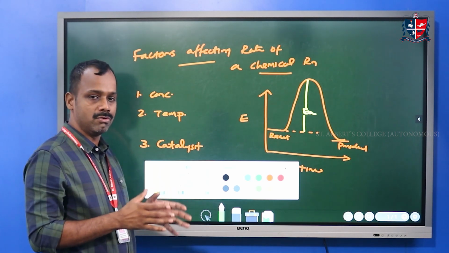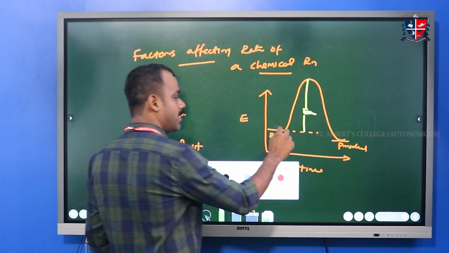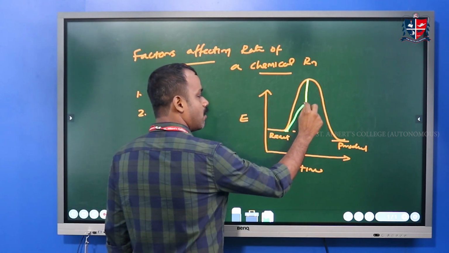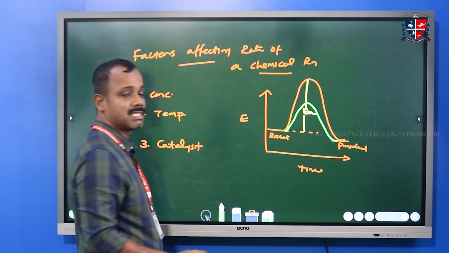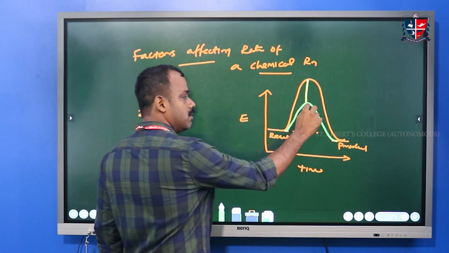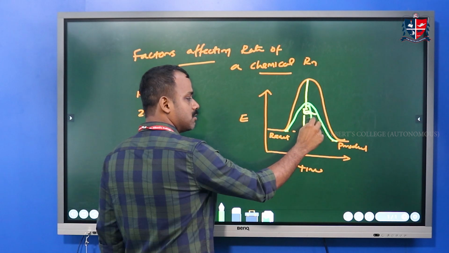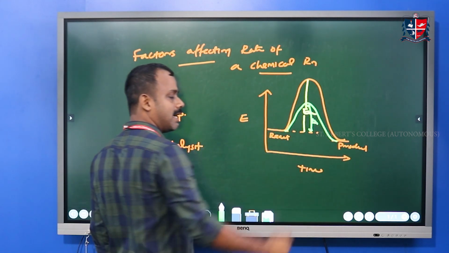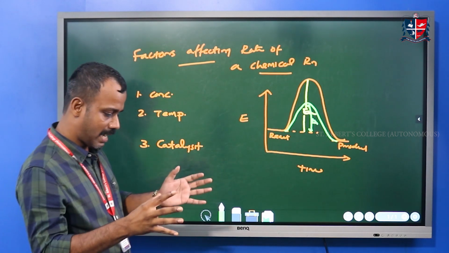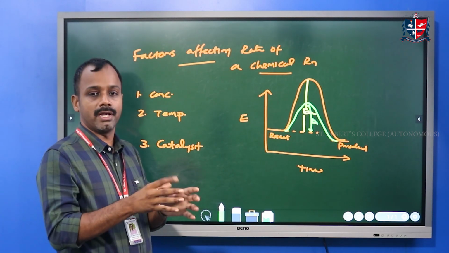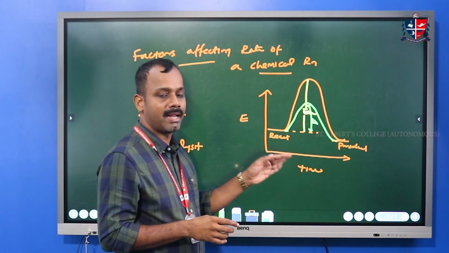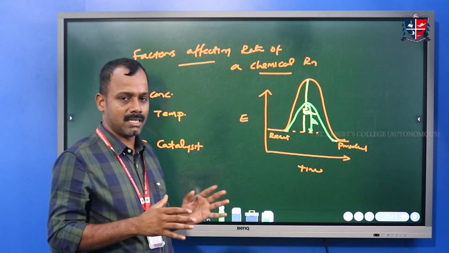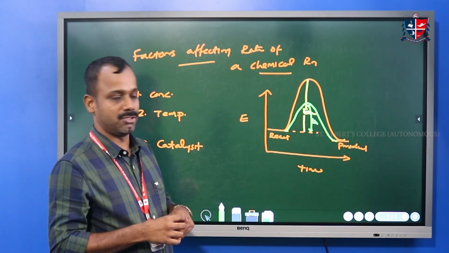But when we introduce a catalyst, then this catalyst provides an alternate pathway by lowering the activation energy. So it provides this way. So the activation energy decreases. So the reactant molecule can easily jump this energy barrier and get converted into product. So the role of catalyst: what is catalyst doing during this process? It provides an alternate pathway by lowering the activation energy, and thereby the rate of the reaction increases.